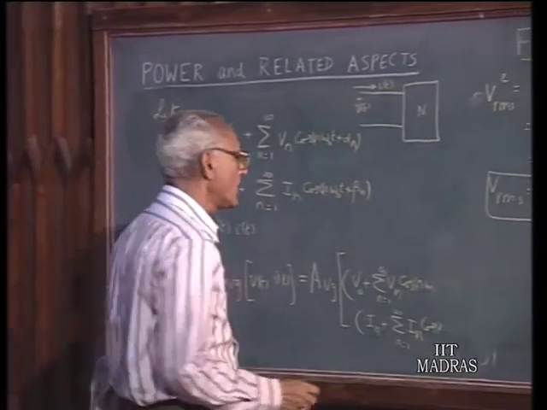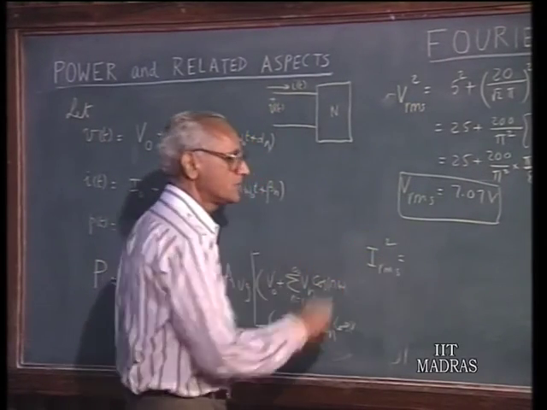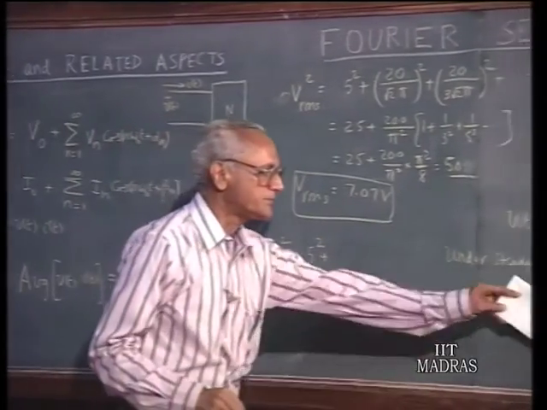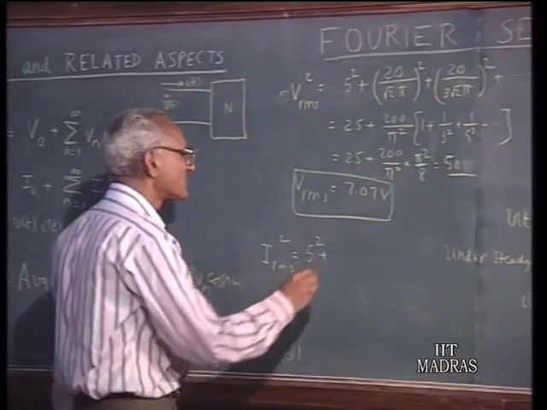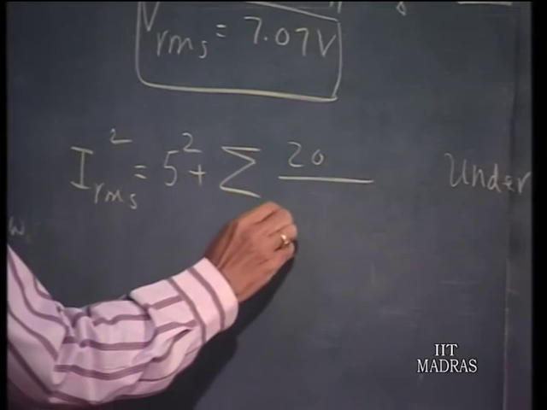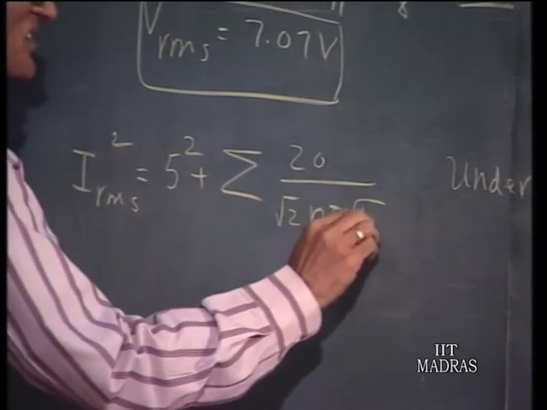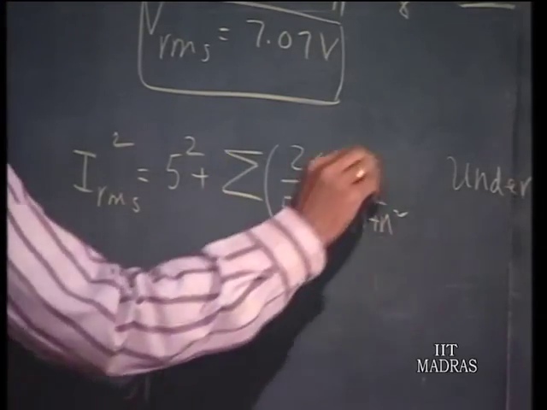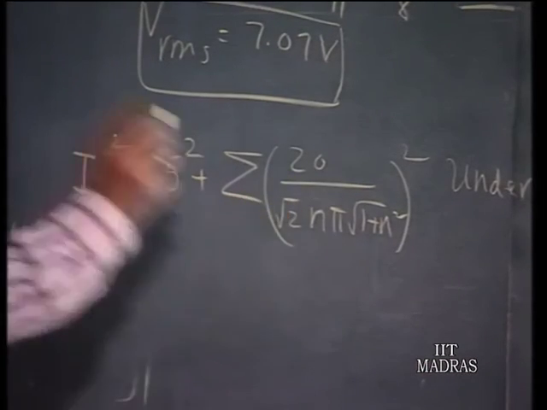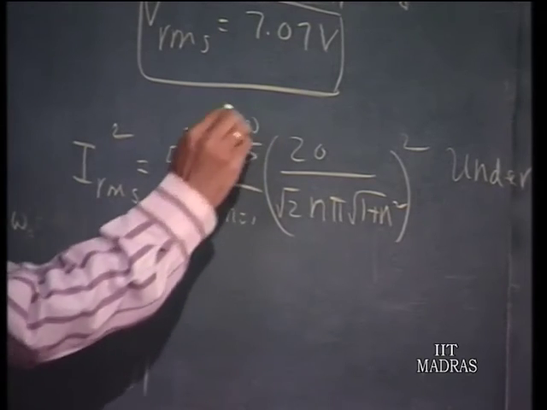But now we have got the expression for IFT in the form of a Fourier series. We can calculate IRMS in terms of its various harmonic components. So phi squared, the DC term, plus summation 20 upon root 2 n pi root of 1 minus n squared, whole squared, because this is the peak amplitude. The RMS value will be obtained by dividing by root 2, and then n from 1 to infinity, n odd.